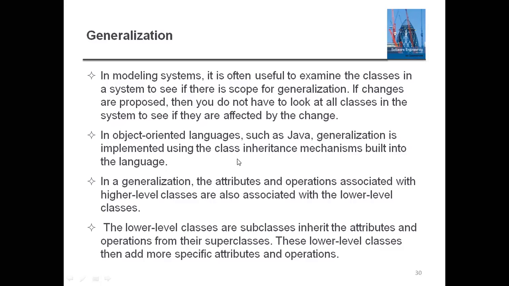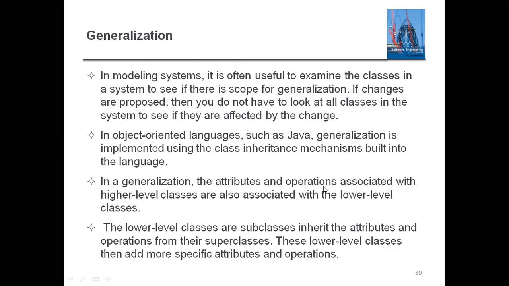Fine. So that is a mechanism we are going to build inside your generalization concept. And in generalization, there will be two levels. One will be a higher level, one will be a lower level. In generalization we call it higher level and lower level, but in inheritance, we will call it superclass and subclass.